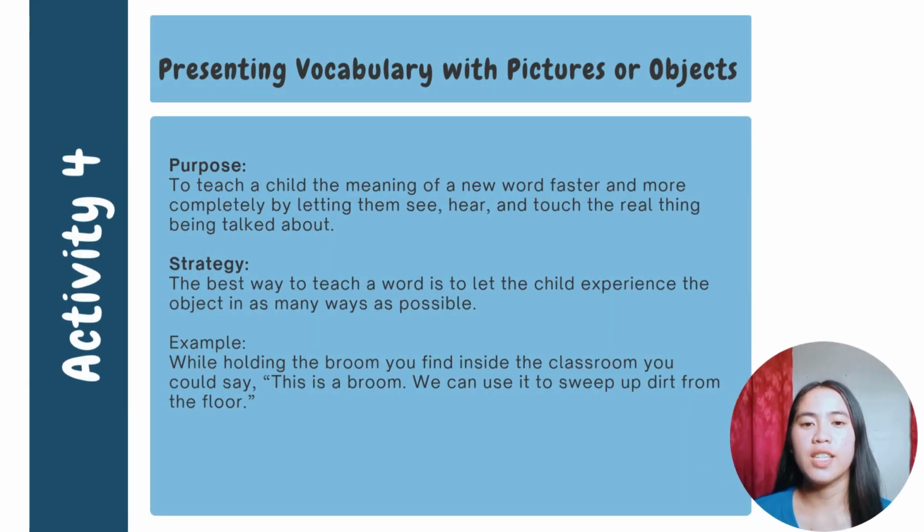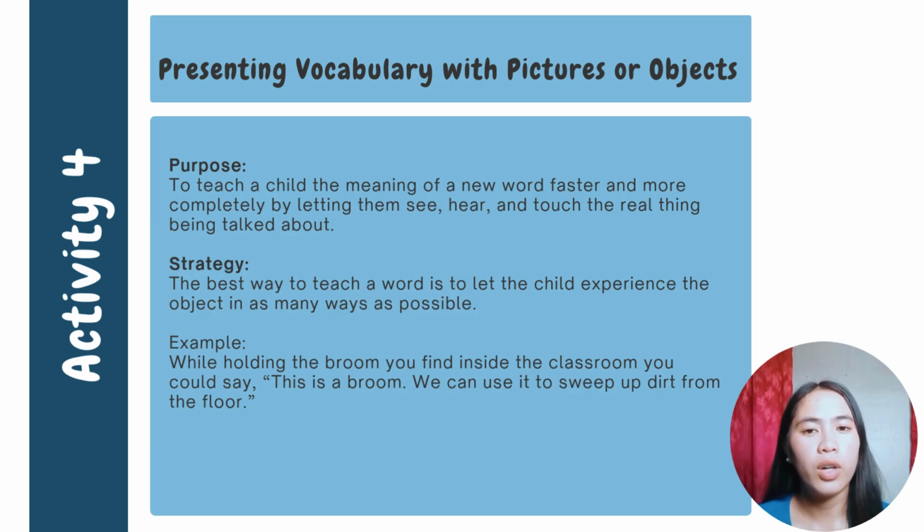The fourth activity is presenting vocabulary with pictures or objects. The purpose of this activity is to teach a child the meaning of a new word faster and more completely by letting them see, hear, and touch the real thing being talked about. You can use a strategy like let the child experience the object in as many ways as possible. For example, while holding the broom you find inside the classroom, you could say, "This is a broom. We can use it to sweep up dirt from the floor."